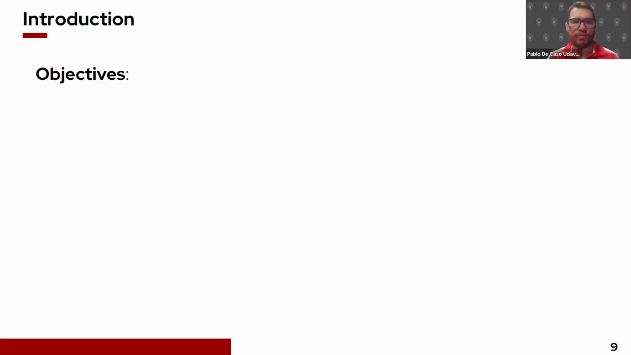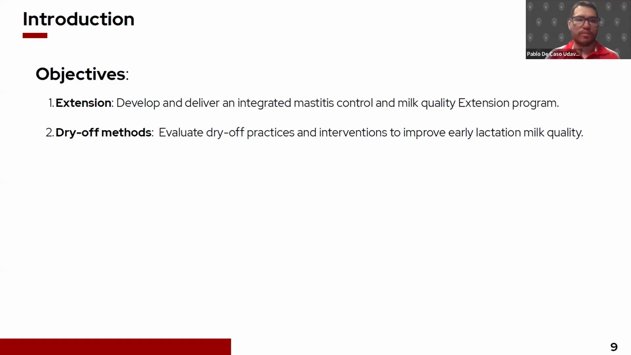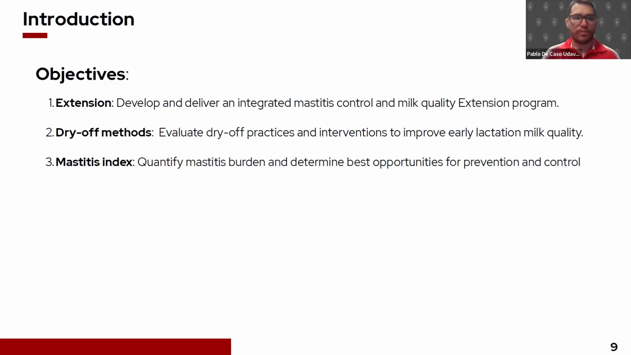So that's the overall name of the project. But what are the topics that we're going to be introducing in this specific grant? One of the first objectives, which is actually tackled in this very same session, is the extension objective: to develop and deliver integrated mastitis control and milk quality extension programs. As a second objective, we're interested in dry-off methods, evaluating dry-off practices and interventions to improve early lactation milk quality, which we know is a crucial stage. As a third objective, we aim to develop the mastitis index, to quantify the mastitis burden and determine the best opportunities for prevention and control. But this index is going to be tailored specifically for organic herds.